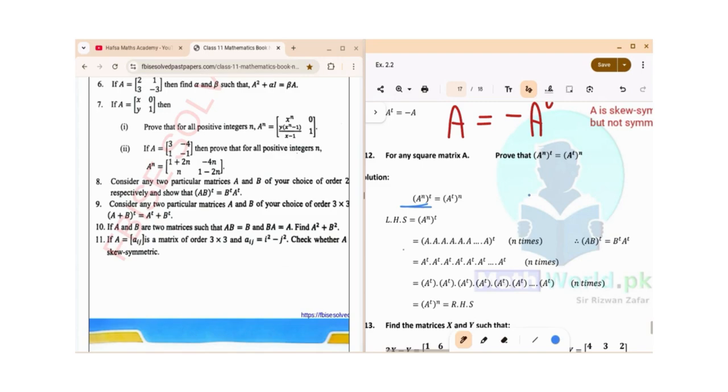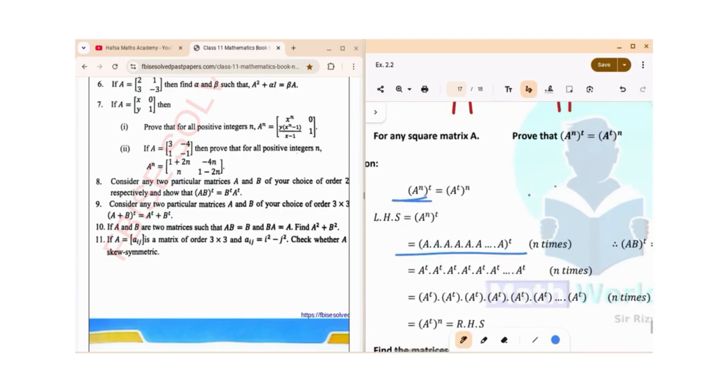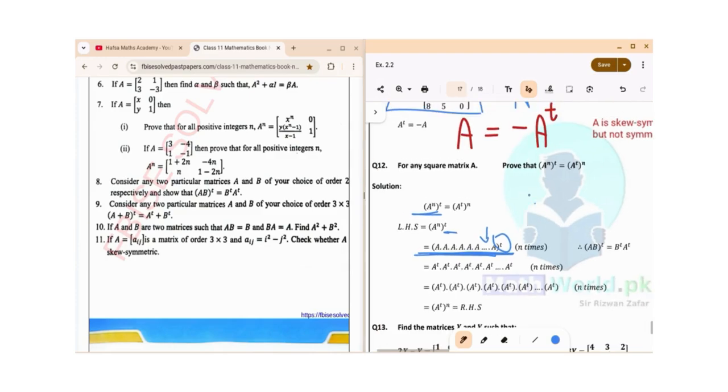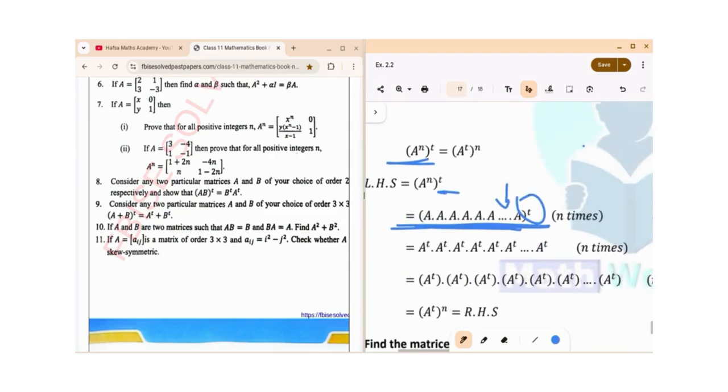The reason we've multiplied A as many times as possible and put "so on" is just to show n. N means any positive integer. So we're multiplying it as many times as we can and then saying "so on" to show that it's any number of positive integers, whole transpose. As you can see, we put the transpose outside the bracket. That's what we've written over here.